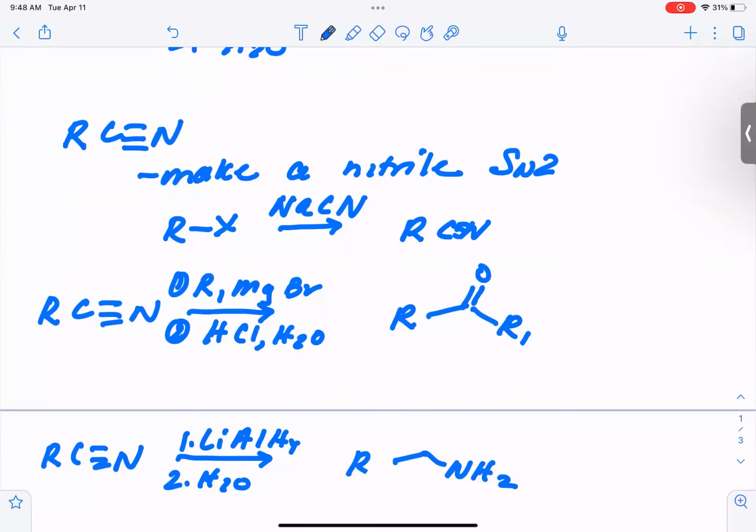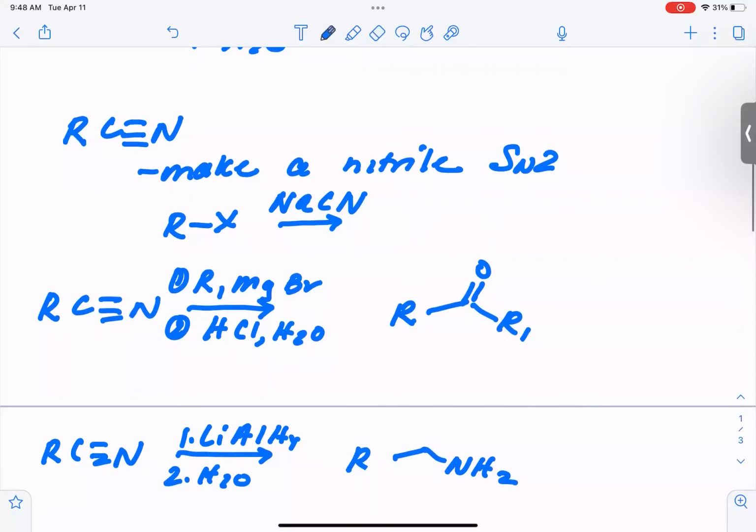AJ, what does it say after the sodium cyanide? Oh, so it's R, you know. You get the nitrile there, okay? It's just a substitution reaction. It's just SN2. All right. So that was from your chapter, those little bits from chapter 20.